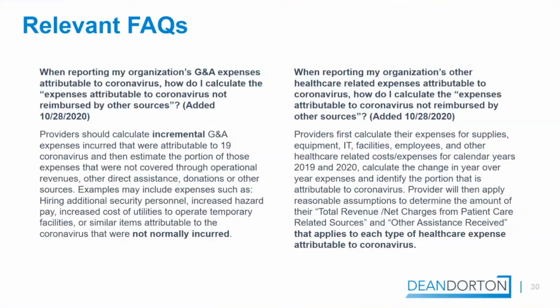And so within the frequently asked questions for the provider relief funds, HHS has provided some examples on how you can calculate your incremental expenses. And so you'll notice this first one here, they should calculate incremental G&A expenses that were incurred that were attributable to COVID-19 and estimate the portion of those expenses that were not covered through operational revenues. And they provided some examples. And the same for expenses attributable to the coronavirus, not reimbursed by other sources. These things apply to each type of healthcare expense attributable to the coronavirus.